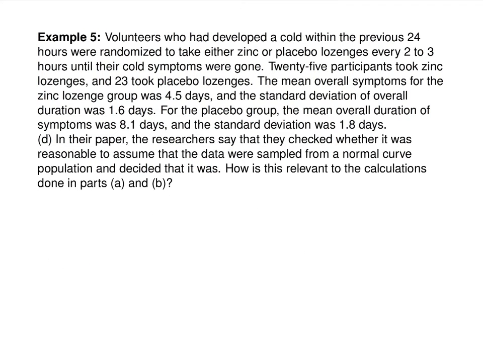And the final thing is, in the paper, the researchers say that they checked whether it was reasonable to assume the data were sampled from a normal curve, and they decided that it was. They probably did this using some type of histogram. And they got that their data was more or less bell-shaped. Not perfectly, but pretty good. And then how is this relevant to the conclusions? Well, the kicker here is that your two different groups had small-ish sample sizes. So since the sample sizes were sort of small, you need to check and see if this holds.